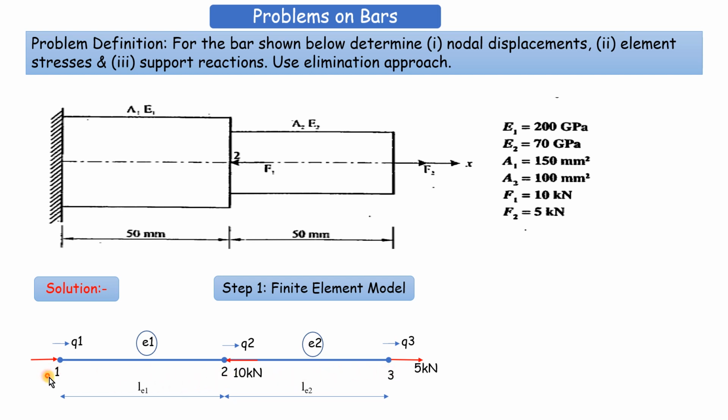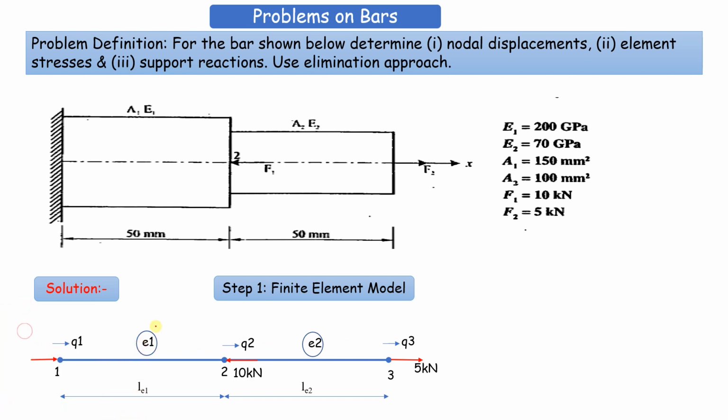The node numbers are given from left to right because here it is clearly mentioned the direction of x. Okay, and q1, q2 and q3 are your displacements at these points. Okay, and there is a force F1 applied, which is given as 10 kilonewton, and 5 kilonewton at node 3, and this is your length of the element, which is represented as Le1 for the first bar and Le2 for the second bar, and this E1 and E2 are nothing but element numbers.